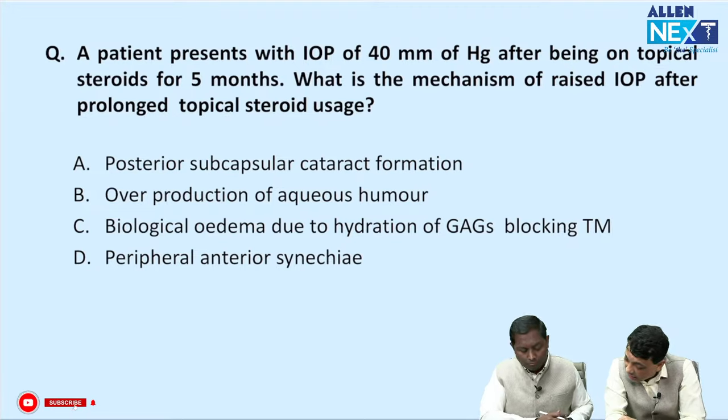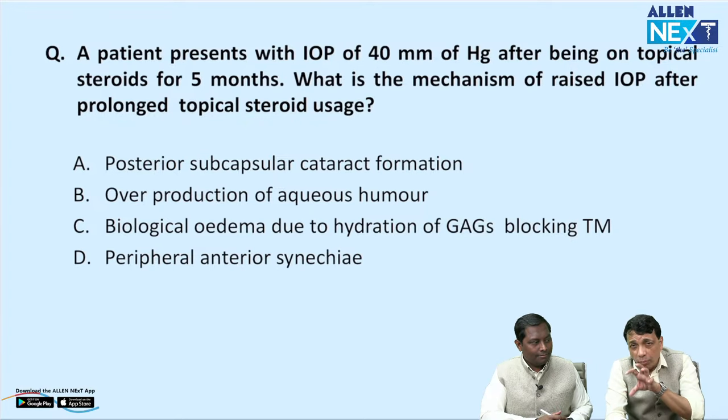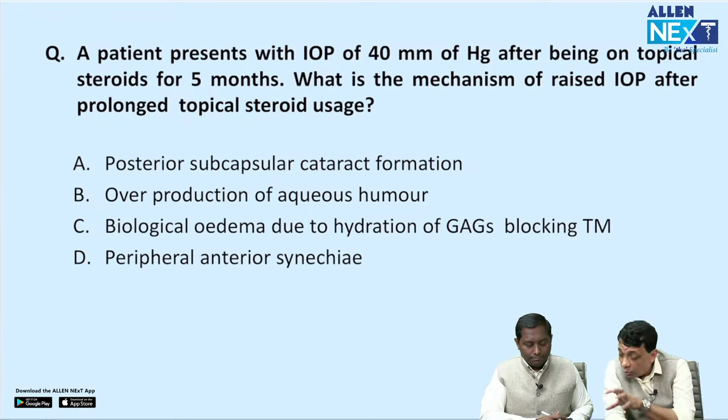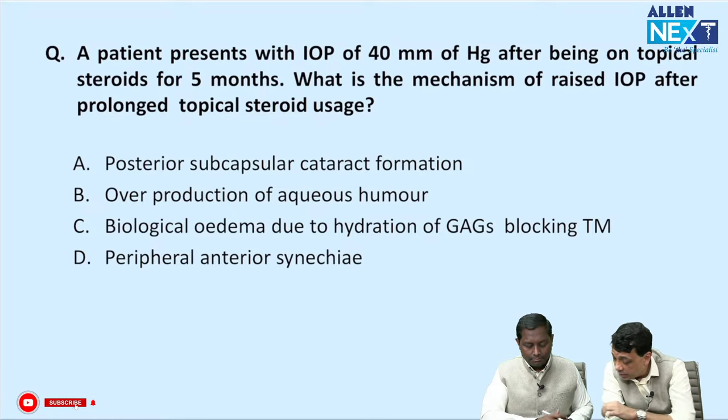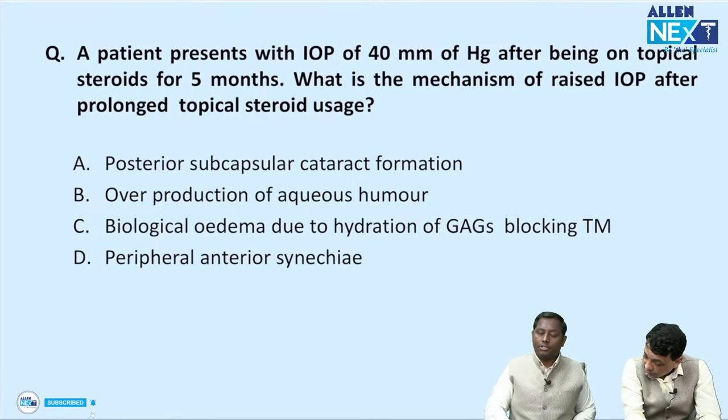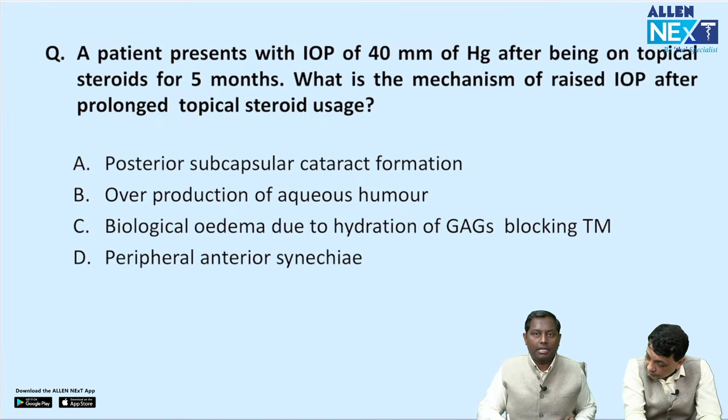Now, what is the mechanism of raised intraocular pressure after prolonged topical steroids? We just mentioned that topical steroids cause glaucoma. That's right. But what is the actual mechanism? Why should steroids cause raised intraocular pressure? Over to you, Dr. Siraj. Sir, for the correct answer for this one, the mechanism, there are multiple mechanisms that have been given.